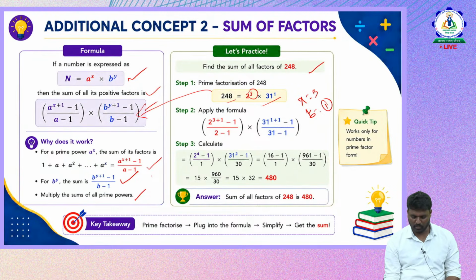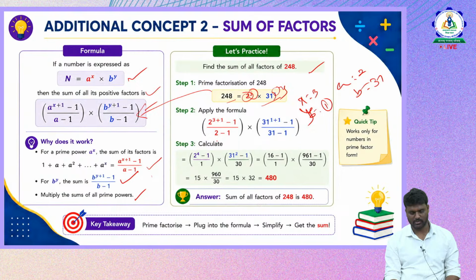Now, what is the a value here? This is 2. What is the b value here? 31. So a is equal to 2, b is equal to 31. Substitute these values into the given formula and simplify, and we'll get the answer. So 2 to the power of 3 plus 1 minus 1 by 2 minus 1, into 31 to the power of 1 plus 1 minus 1 by 31 minus 1. Calculating this: 2 to the power of 4 minus 1 by 1, into 31 squared minus 1 by 30.